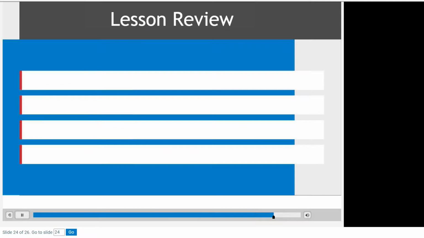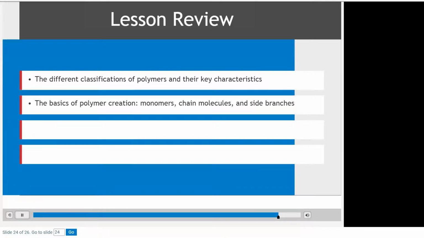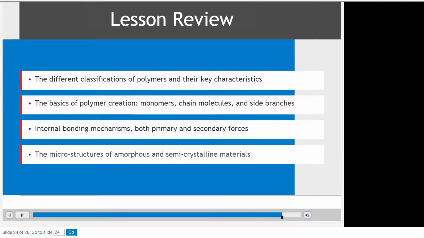This concludes Section 2, Lesson 1, Polymer Materials Overview. In this lesson, you have learned the different classifications of polymers and their key characteristics, the basics of polymer creation, including monomers, chain molecules, and side branches, internal bonding mechanisms, both primary and secondary forces, and the microstructures of amorphous and semi-crystalline materials. This is the quintessence of what you need to know to be able to correctly process these types of materials.